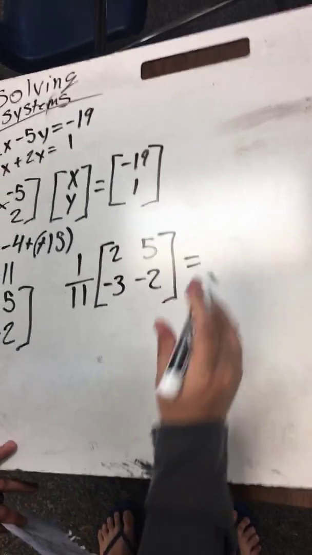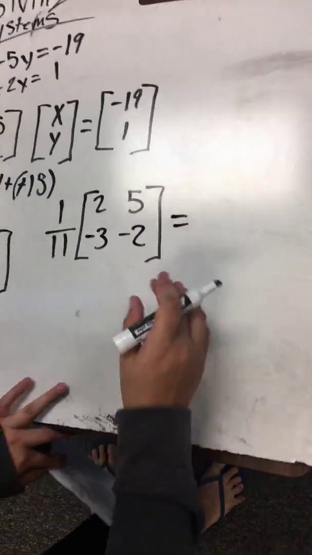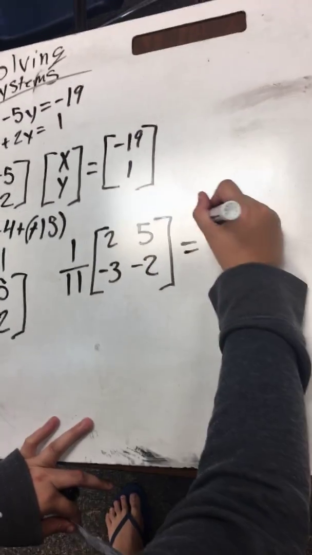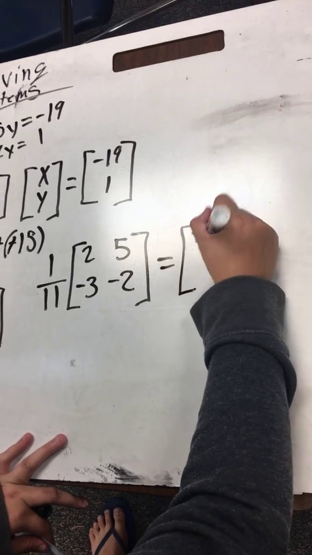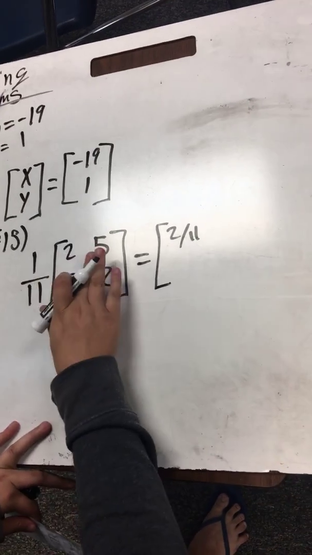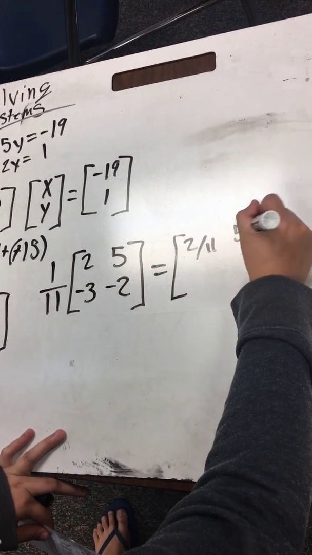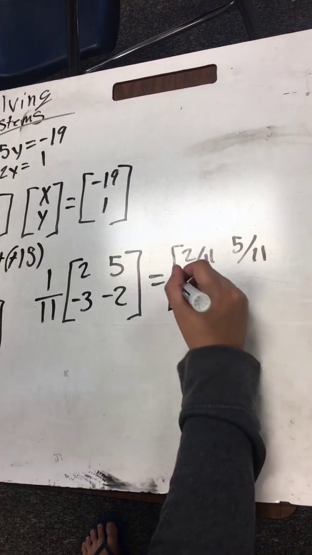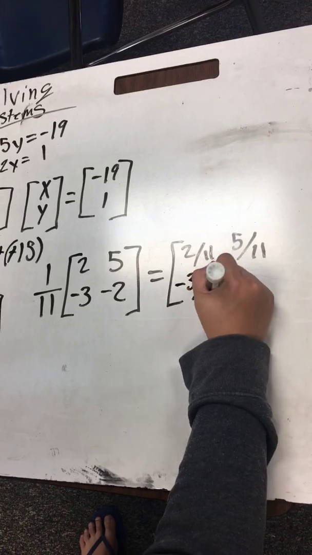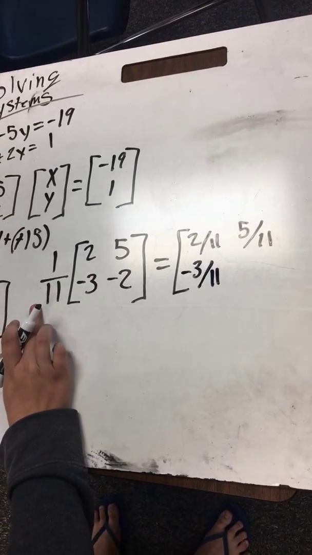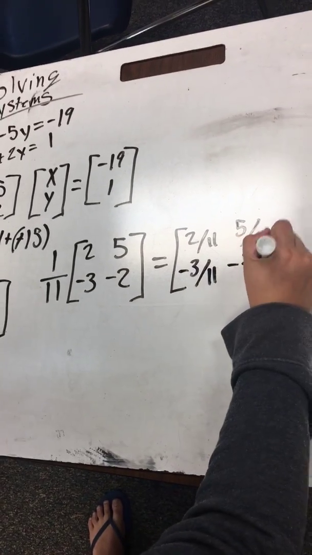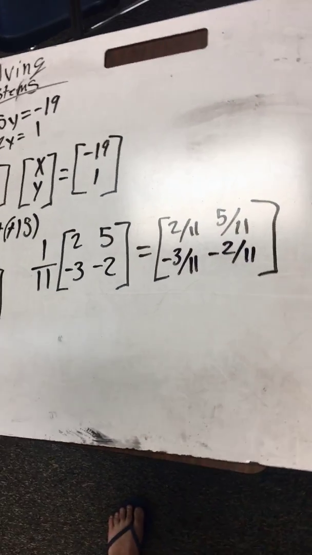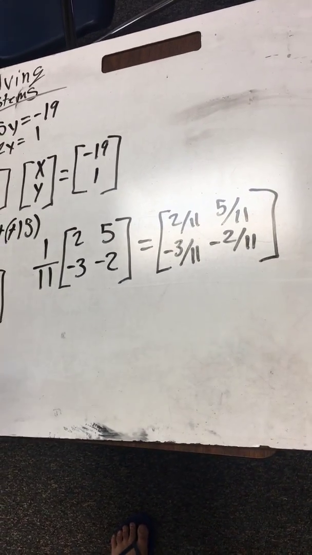This will allow you to start finding your inverse. So what you do is you do 1/11 times 2, which is 2/11. 5 times 1/11, 5/11. Negative 3 times 1/11, which is negative 3/11. And negative 2 times 1/11, which is negative 2/11. So now that you have your inverse, you can start to solve.